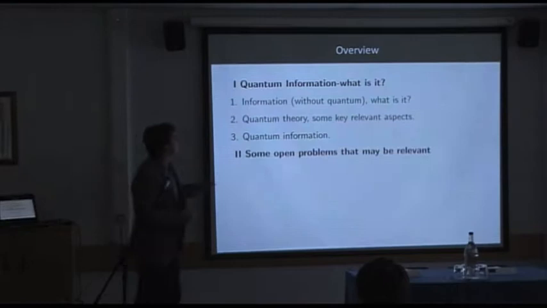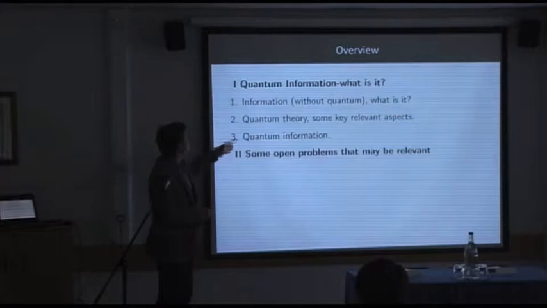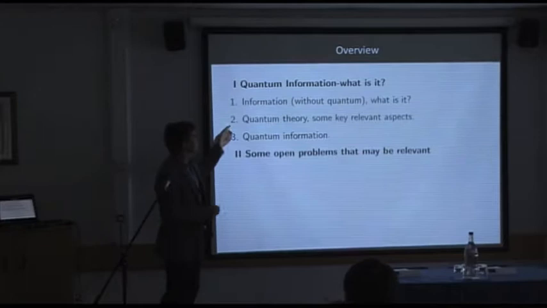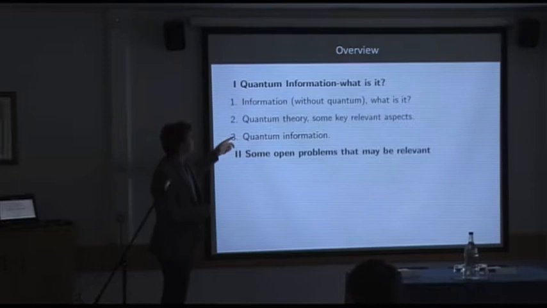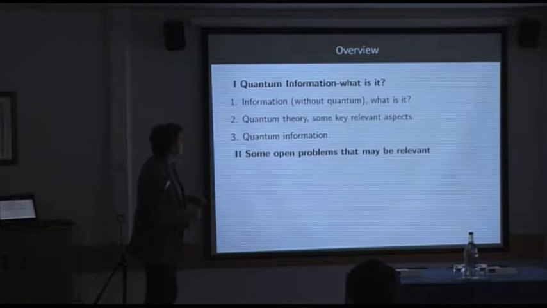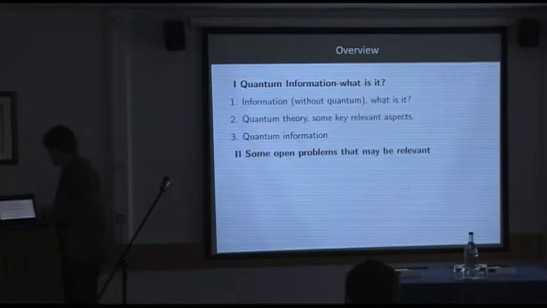So what is information? Just classical information to start with. And then quite a lot about what's quantum theory. I'm going to talk a lot about how to visualize quantum theory, which is very difficult. And quantum information, which kind of links these two things. And then a few open problems at the end. If anything is unclear, just ask me, stop me at any point.